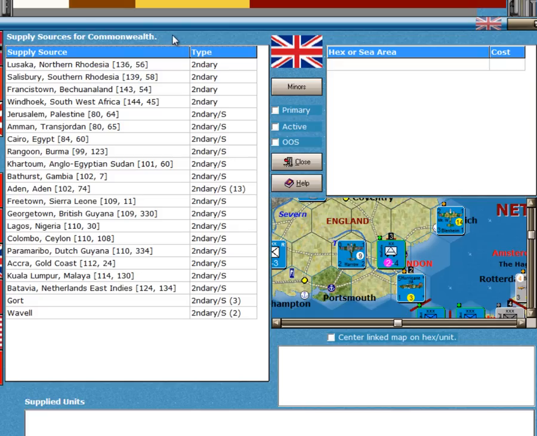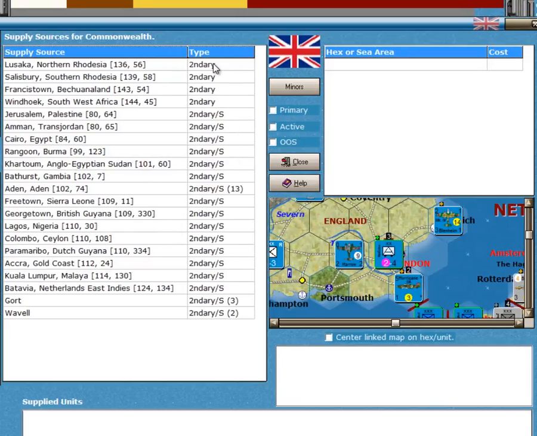Supply sources and routes gives you an overview of all the sources of supply for your units and which ones are actually being used. Here we see the Commonwealth.